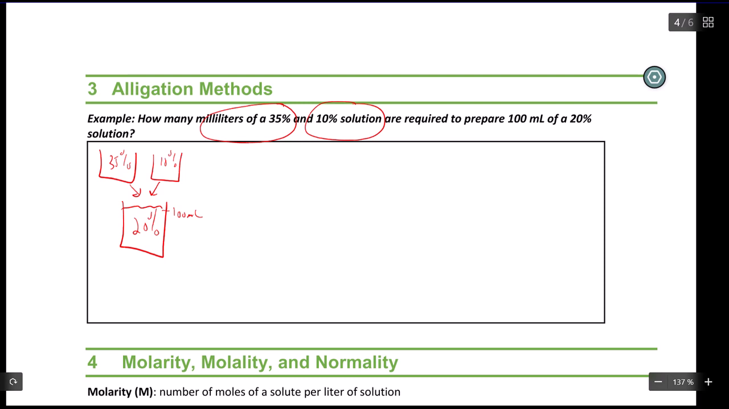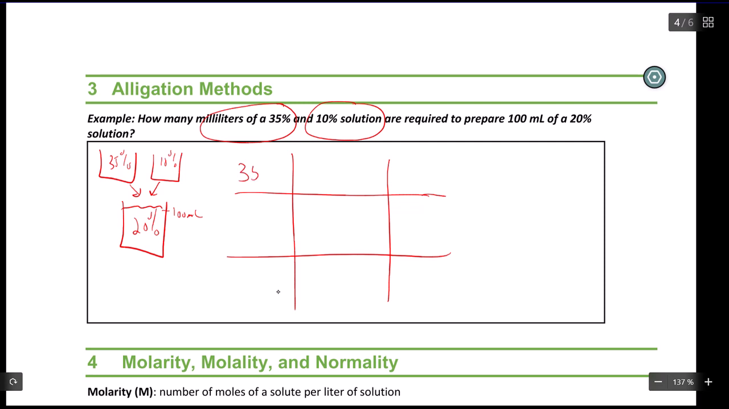So remember the tic-tac-toe almost, the alligation? We've got two concentrations, and we're looking for something else. We put the highest one on top. It says 35%. Lowest on the bottom, 10%. The one we want in the middle, 20%. Once we get that, we do our subtraction method. We take the absolute value of the difference between these two, which would be 15, and the difference here, which is going to be 10.